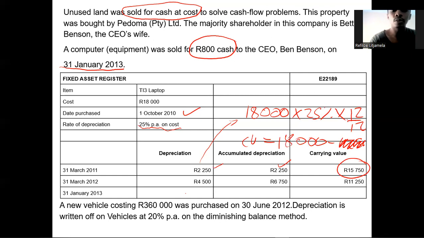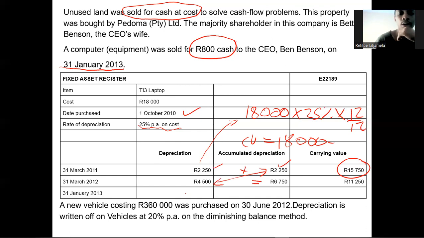So for the year ending 31st of March 2012, our depreciation will be 4,500. So I'm going to take 18,000 and multiply by 0.25. That will give you 4,500. Now you're going to add last year's accumulated depreciation with this year's depreciation to get this year's accumulated depreciation. By this year, I mean the financial year ending the 31st of March 2012.